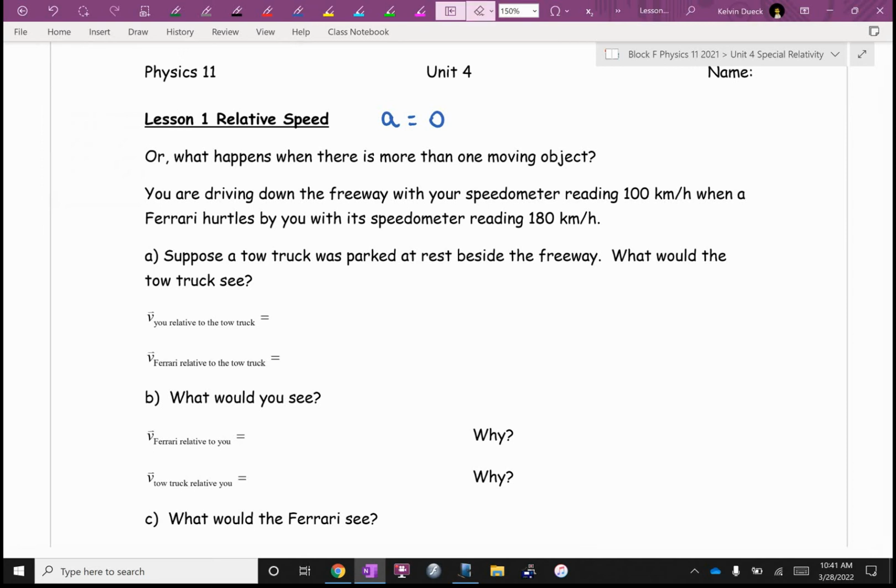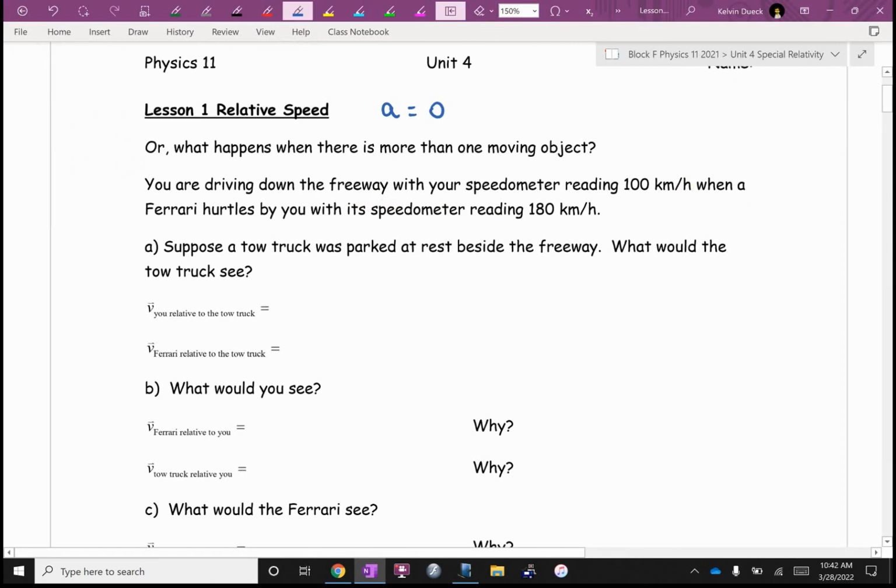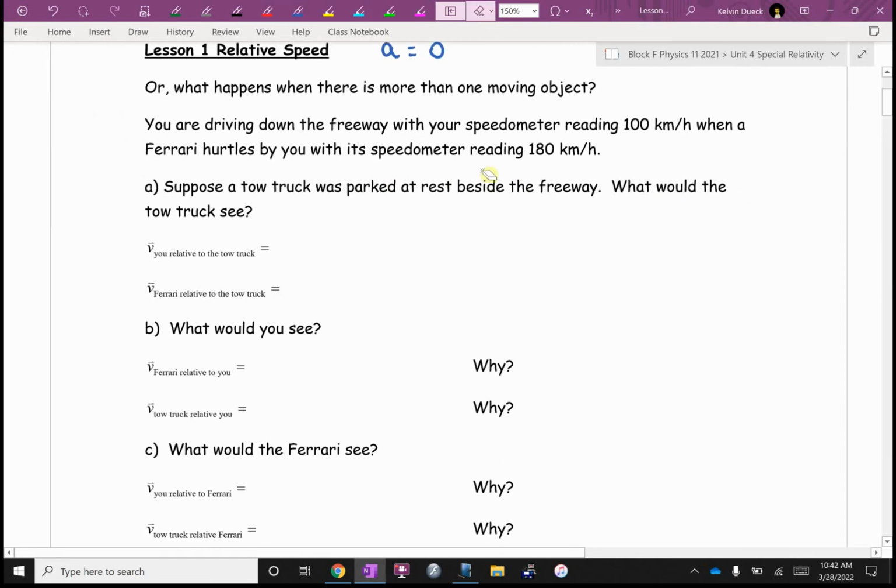It says this: suppose you're driving down the freeway and your speedometer is reading 100 kilometers per hour. A Ferrari hurtles by you. Its speedometer is reading 180 kilometers per hour. And suppose there was a tow truck parked at rest beside the freeway. I'm going to use F for Ferrari, T for tow truck, and Y for you. What would the tow truck see? First of all, what's the velocity of you relative to the tow truck?